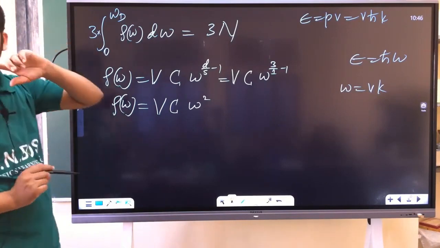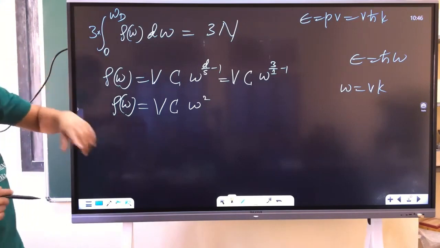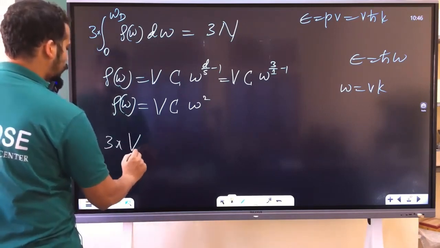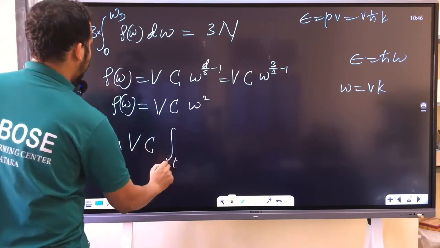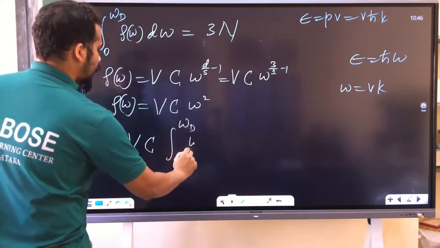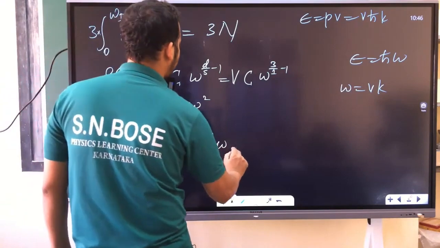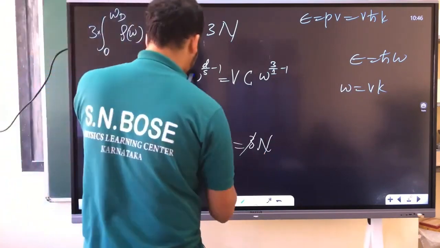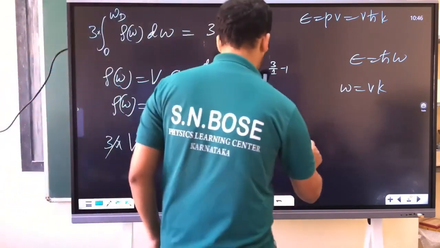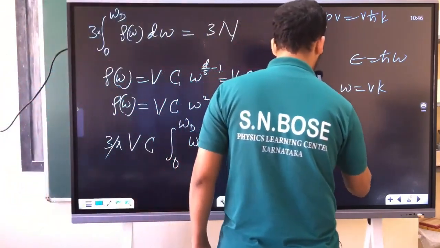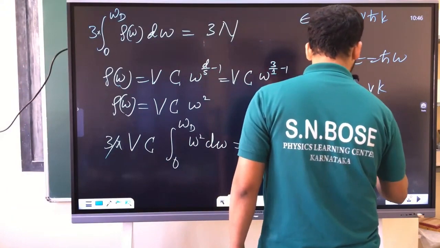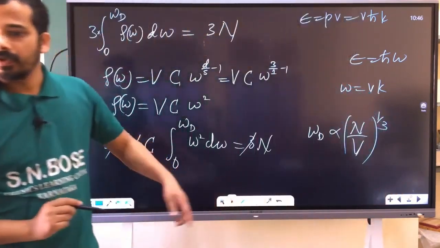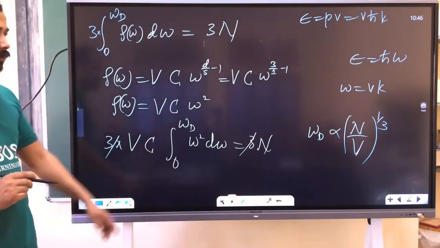anything missing? So keep the track, okay? 3 into volume term comes outside, constant comes outside, 0 to omega d, omega square d omega, that's equal to 3 into n. This 3 got cancelled. Okay, I need omega cube by d, isn't it? That means omega d is proportional to n by v whole power 1 by 3. Am I right or not? Can you check that out? Right, am I right?